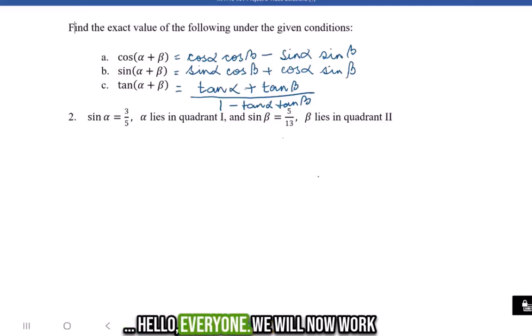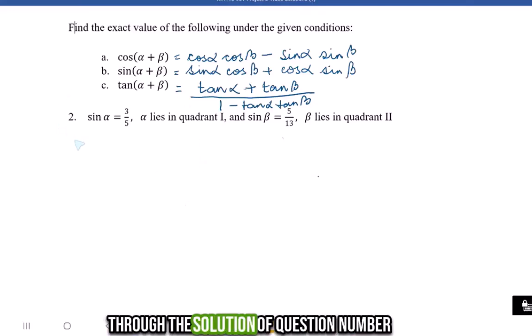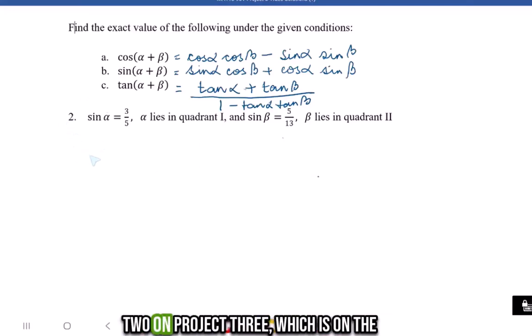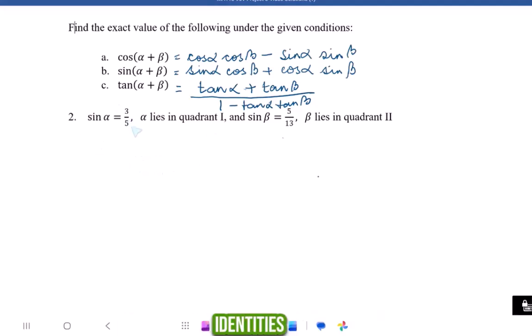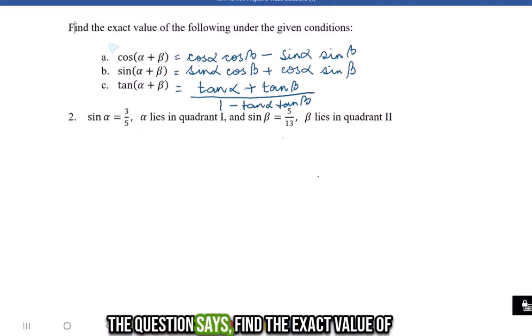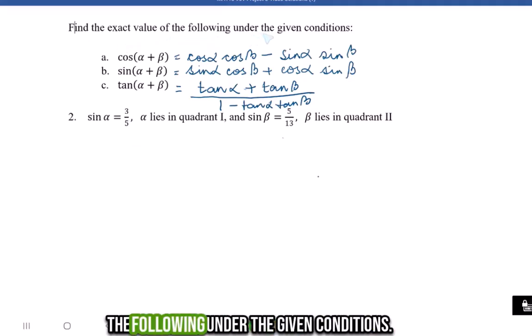Hello everyone. We will now work through the solution of question number 2 on project 3, which is on the application of the sum and difference identities. The question says, find the exact value of the following under the given conditions.